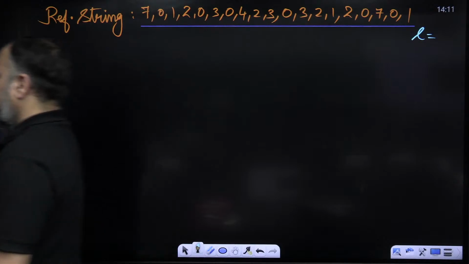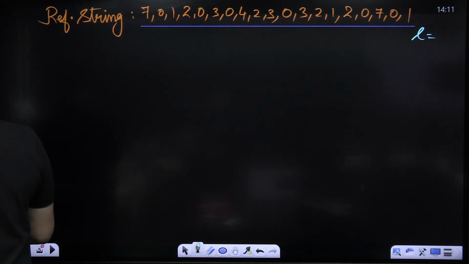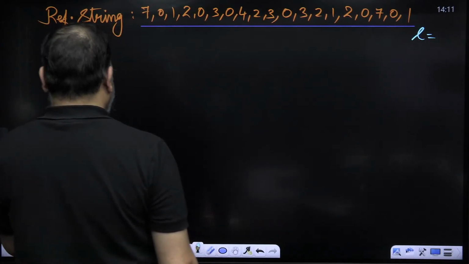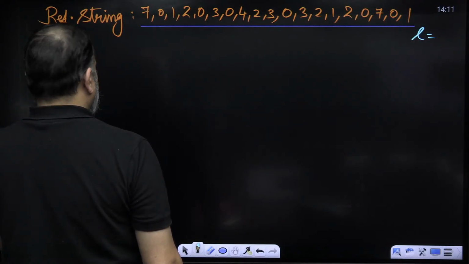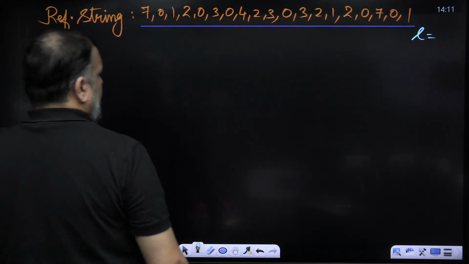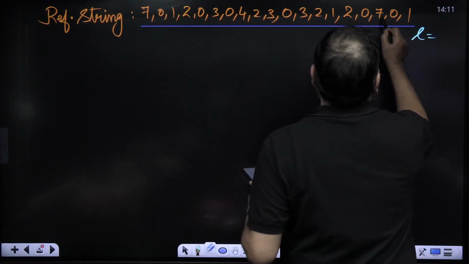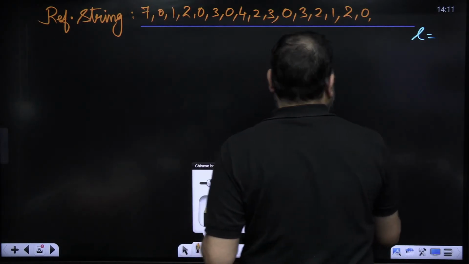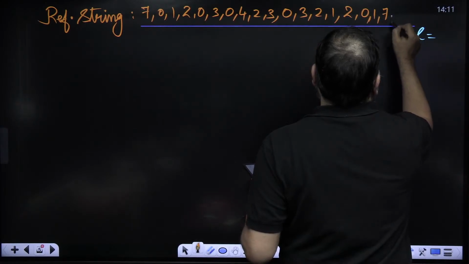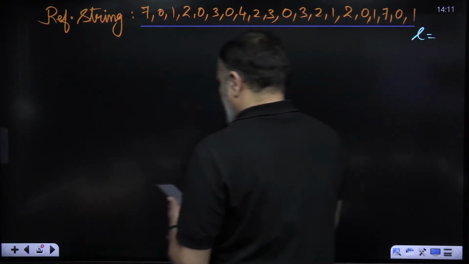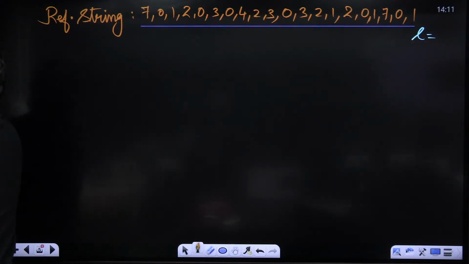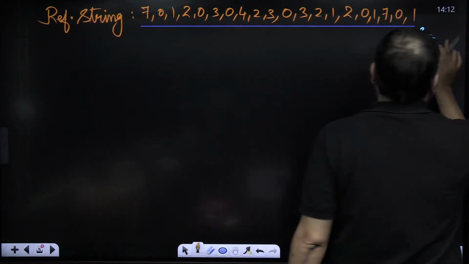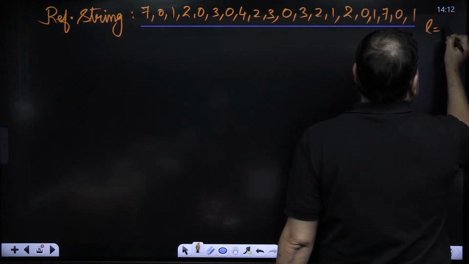Just let me check. There is one page missing, I suppose. So 701, 203, 0423, 0321, 201, 201, 701. यहाँ पे एक missing है. So I will just write it down again. 201, 701. 201, 701. Okay. So that is my reference string. So length of reference string, I am taking it like n is equal to 20.